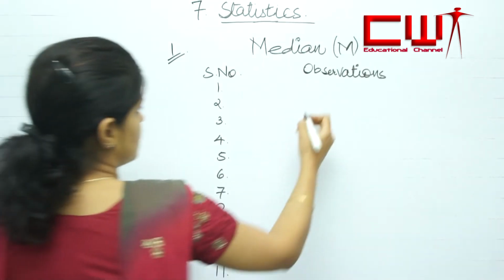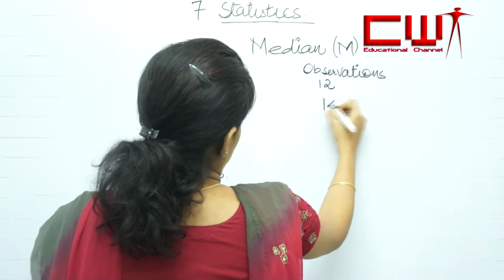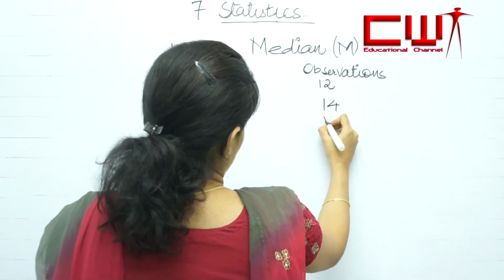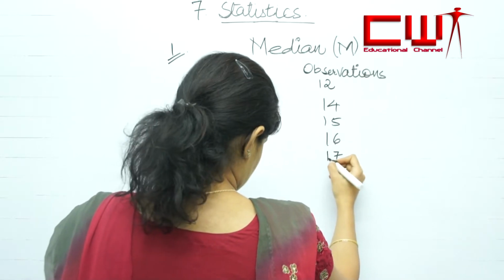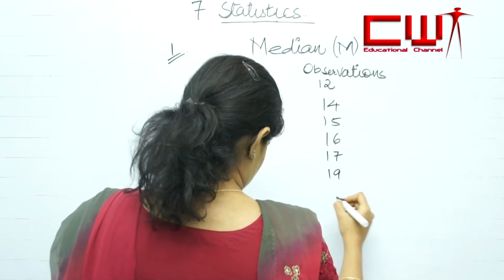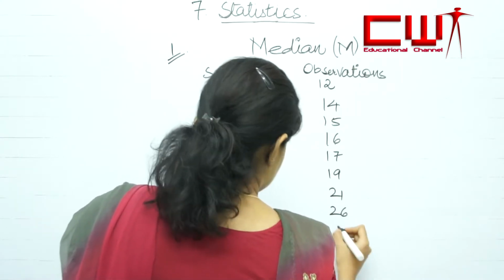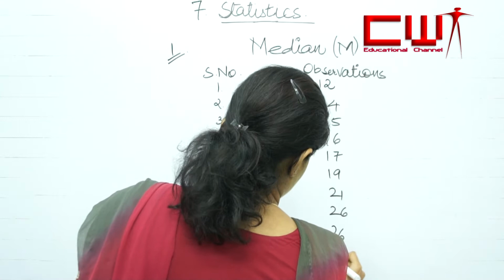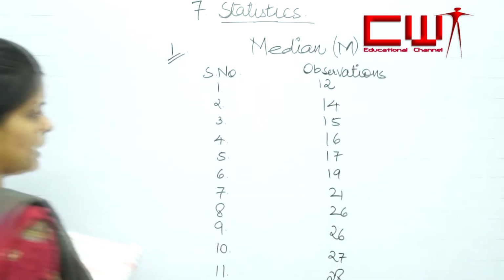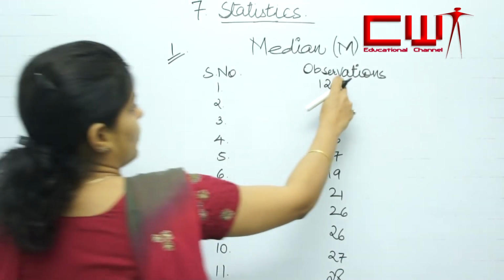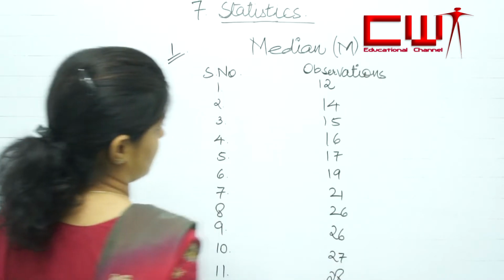Next you will write the numbers: 12, 14, 15, 16, 17, 19, 21, 26, 26 again, 27 and 28. These are the numbers given to you. 1, 2, 3, 4, 5, 6, 7, 8, 9, 10, 11 numbers given to you.